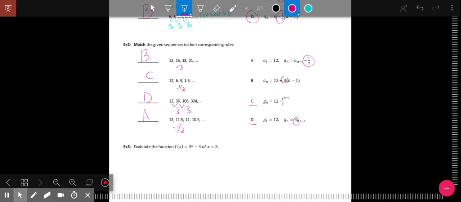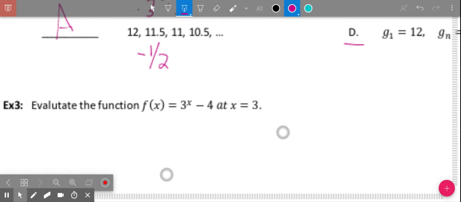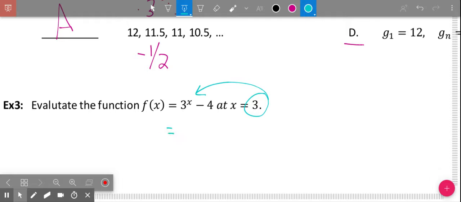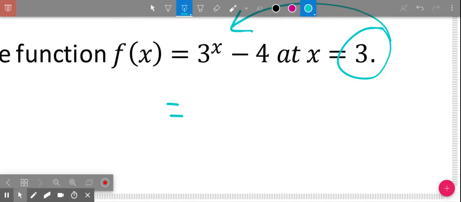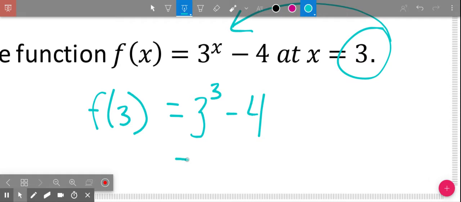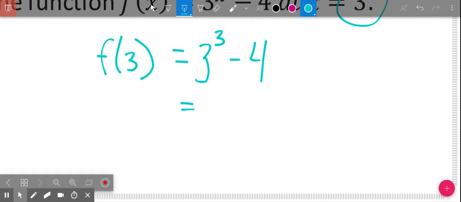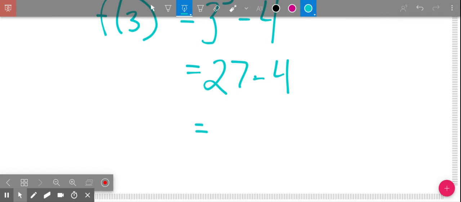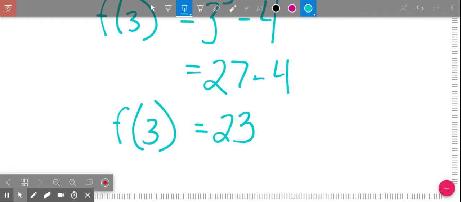It says evaluate the function f of x equals 3 to the x power minus 4 at x equal to 3. So we're going to take that 3 and we know we need to substitute it in for the x. So instead of 3 to the x power, now we have f of 3 is equal to 3 cubed minus 4. Well, 3 cubed is the same as 3 times 3 times 3, so 27 minus 4. And 27 minus 4 gives us 23. So f of 3 is in fact 23.